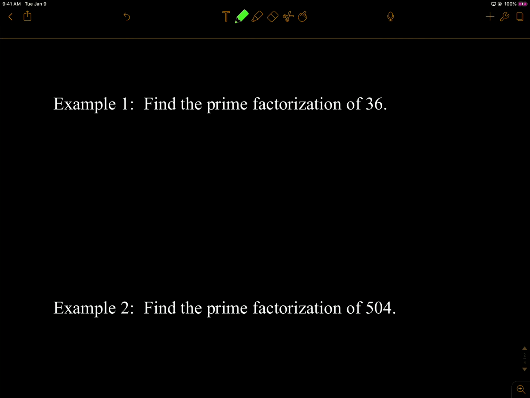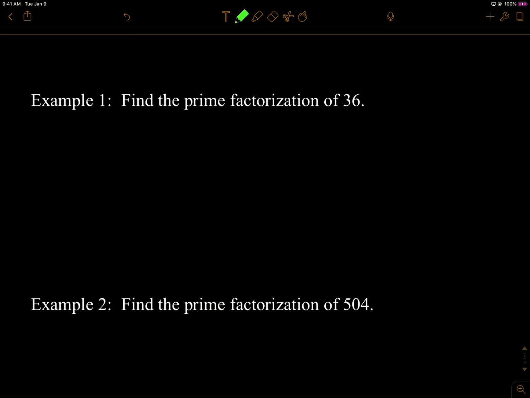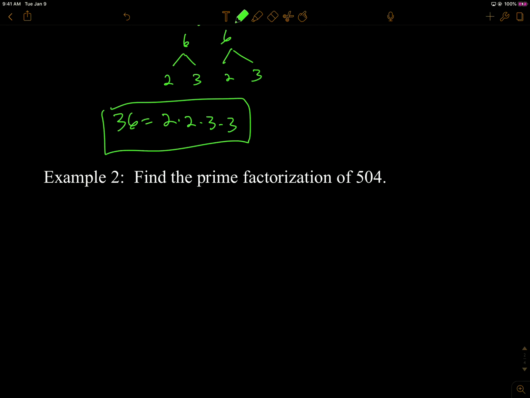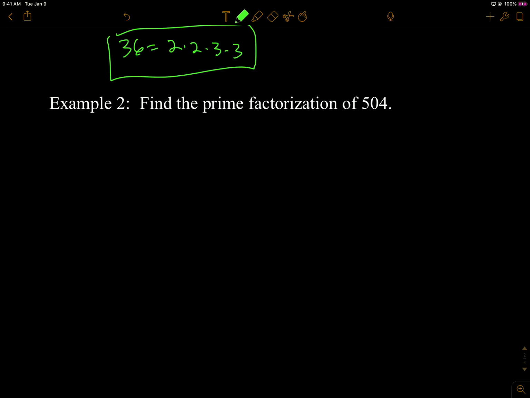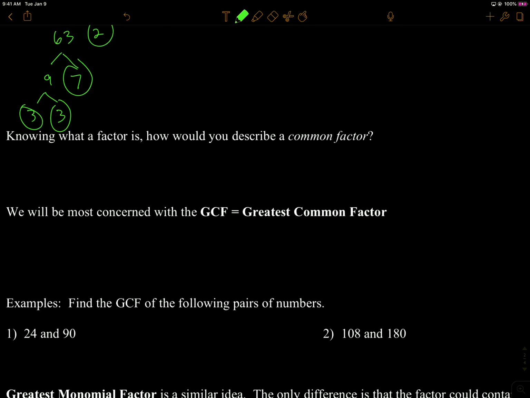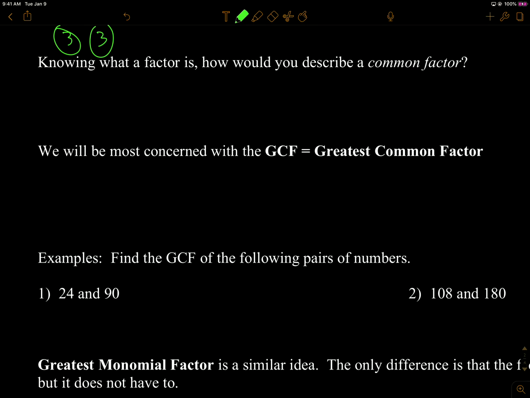All right, so example 1, find the prime factorization of 36. So you're going to pause the video here and do that on your own. All right, welcome back. So the prime factorization of 36 is 2 times 2 times 3 times 3. I'll pause the video again and try to do the prime factorization now of 504. Okay, welcome back. Well, I've got 2 times 2 times 2 times 3 times 3 times 7. So hopefully you got the same thing, and then we're both correct.